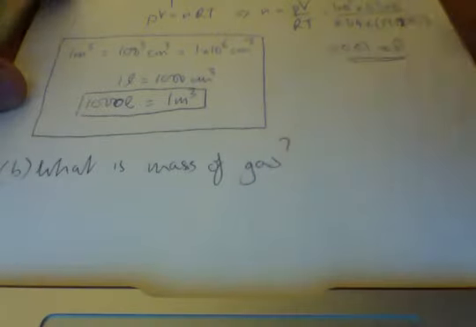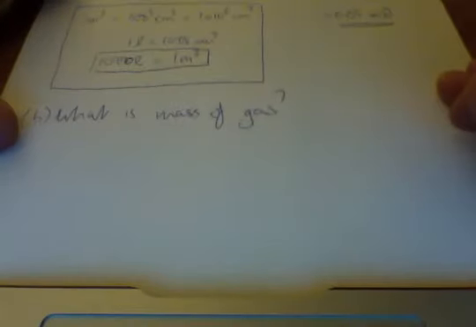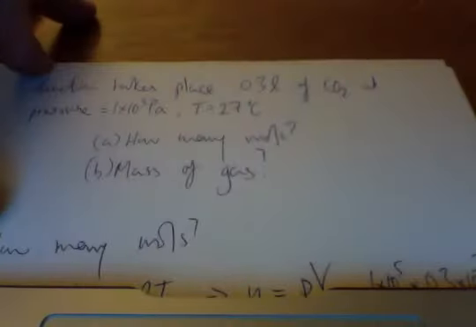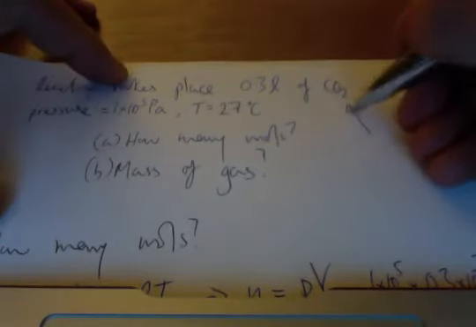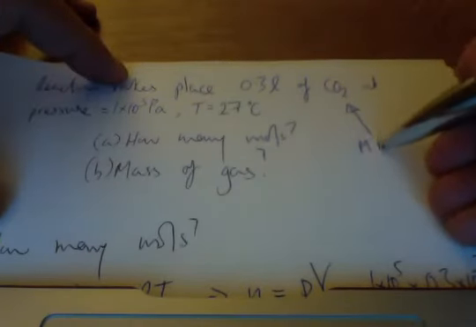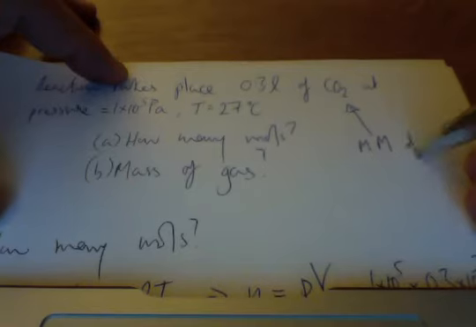What's the mass of the gas? Well, nice and simply here. Something that I didn't tell you right at the start, unfortunately, was that CO2 has a molecular mass of 4.4 times 10 to the minus 2 kilograms.